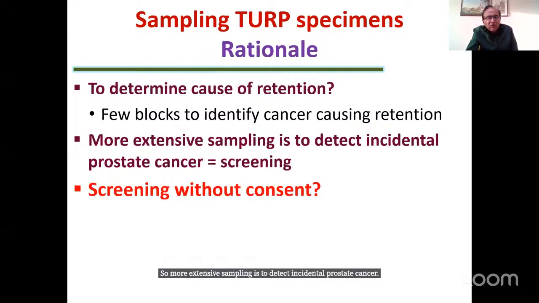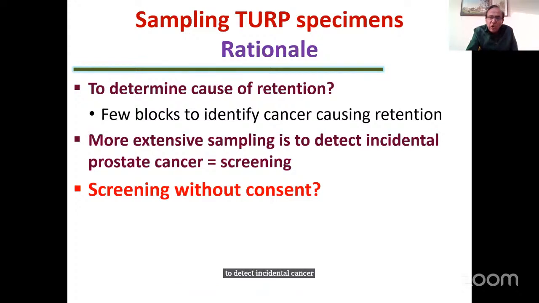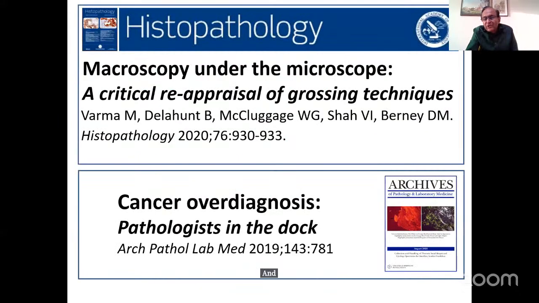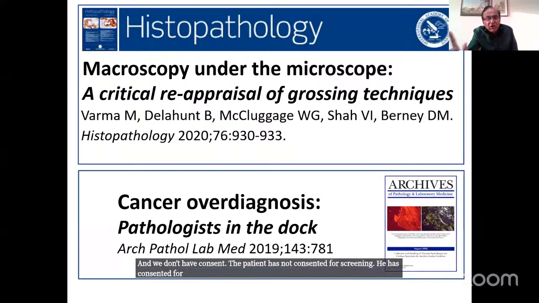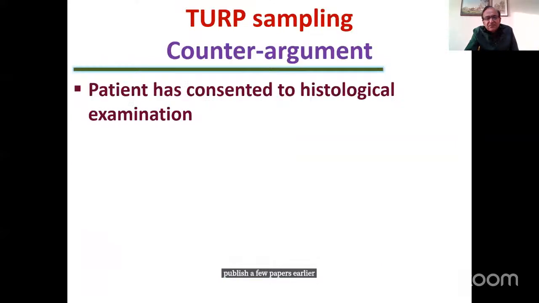And when you look for cancer, if you have a protocol which is designed to detect incidental cancer, whether it is radiology or any other testing, that is screening. And we don't have consent. The patient has not consented for screening. He has consented for histological examination of the tissue, but not for screening. So this is where we published a few papers earlier where we questioned this practice.